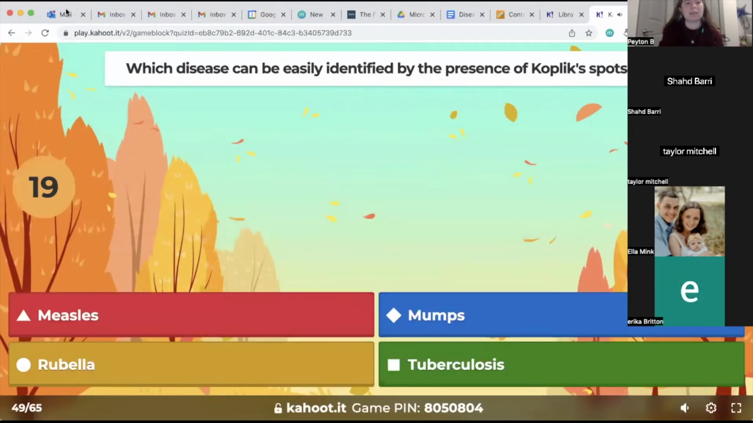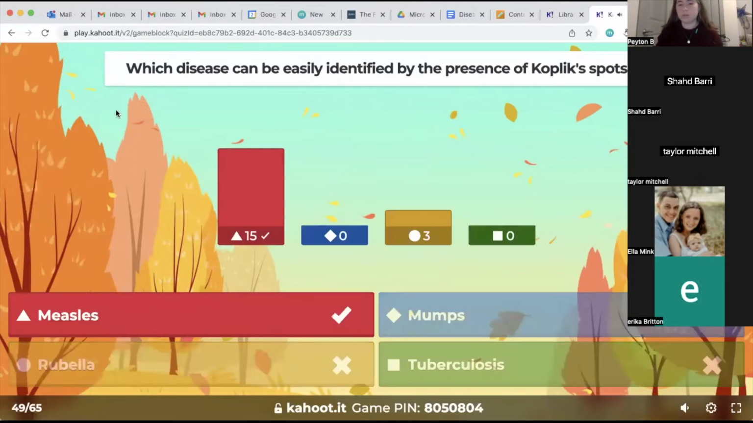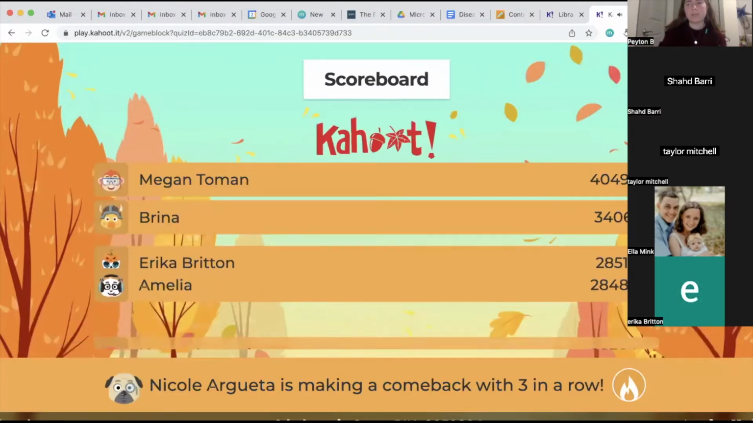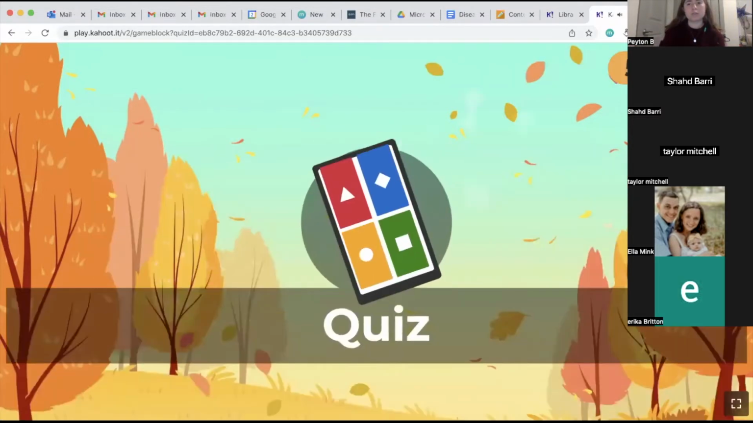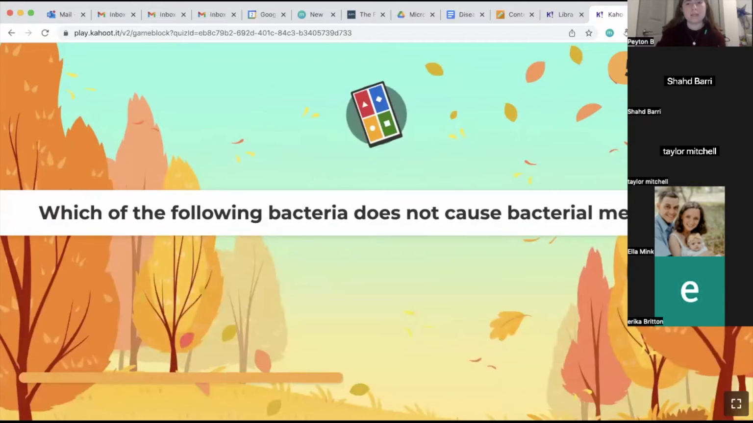What disease can be easily identified by the presence of complex spots? Measles. Yep. Very good job. Not rubella. Rubella is also called German measles, which gets confusing sometimes.